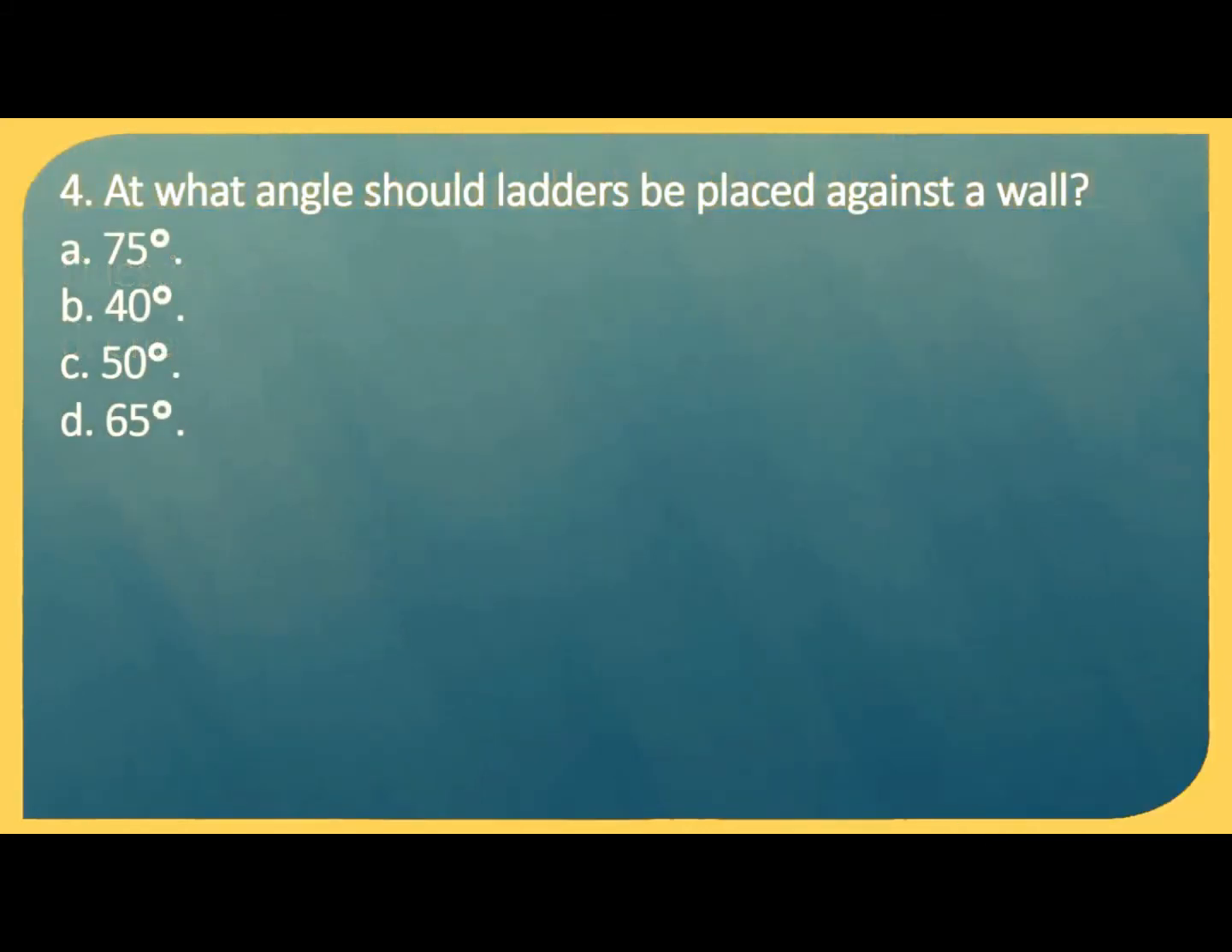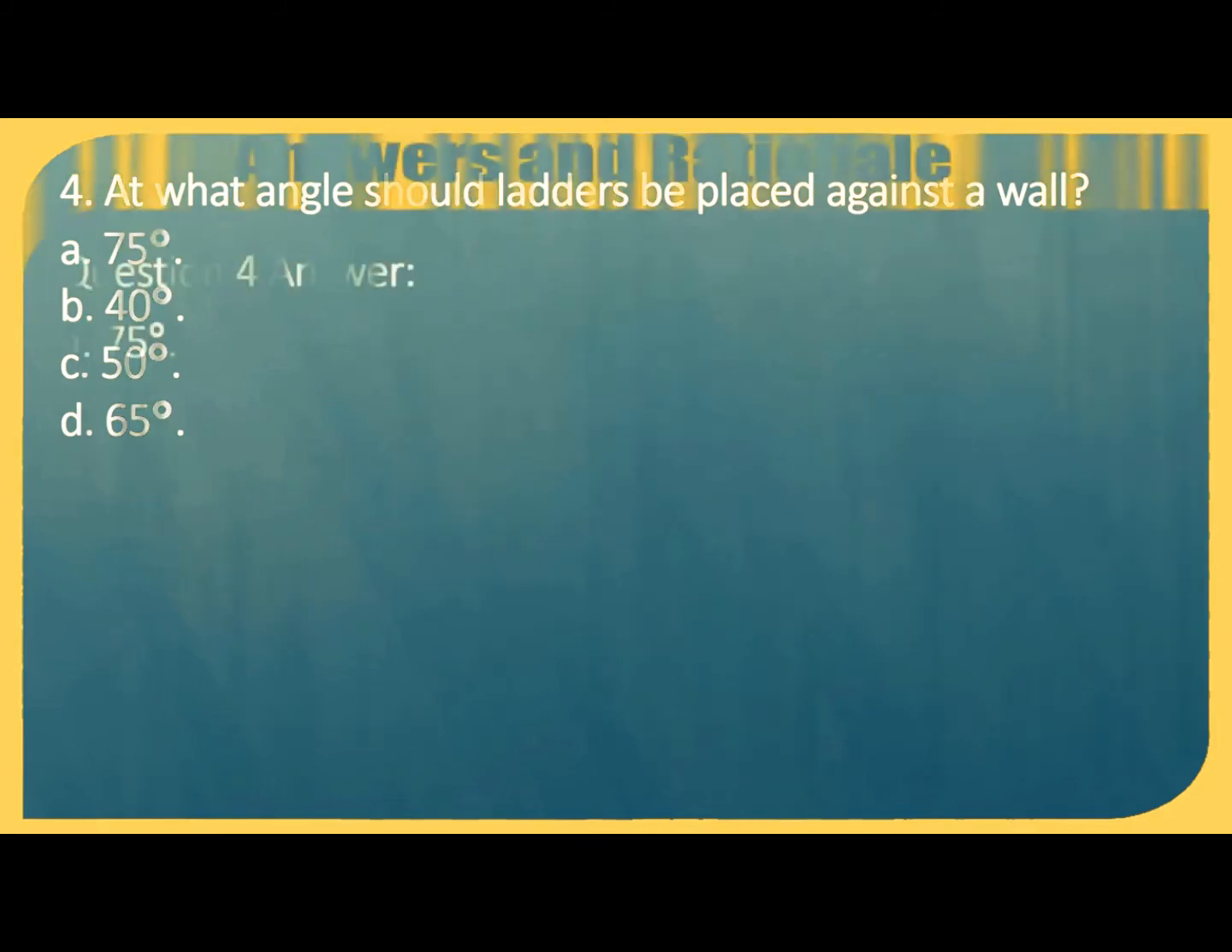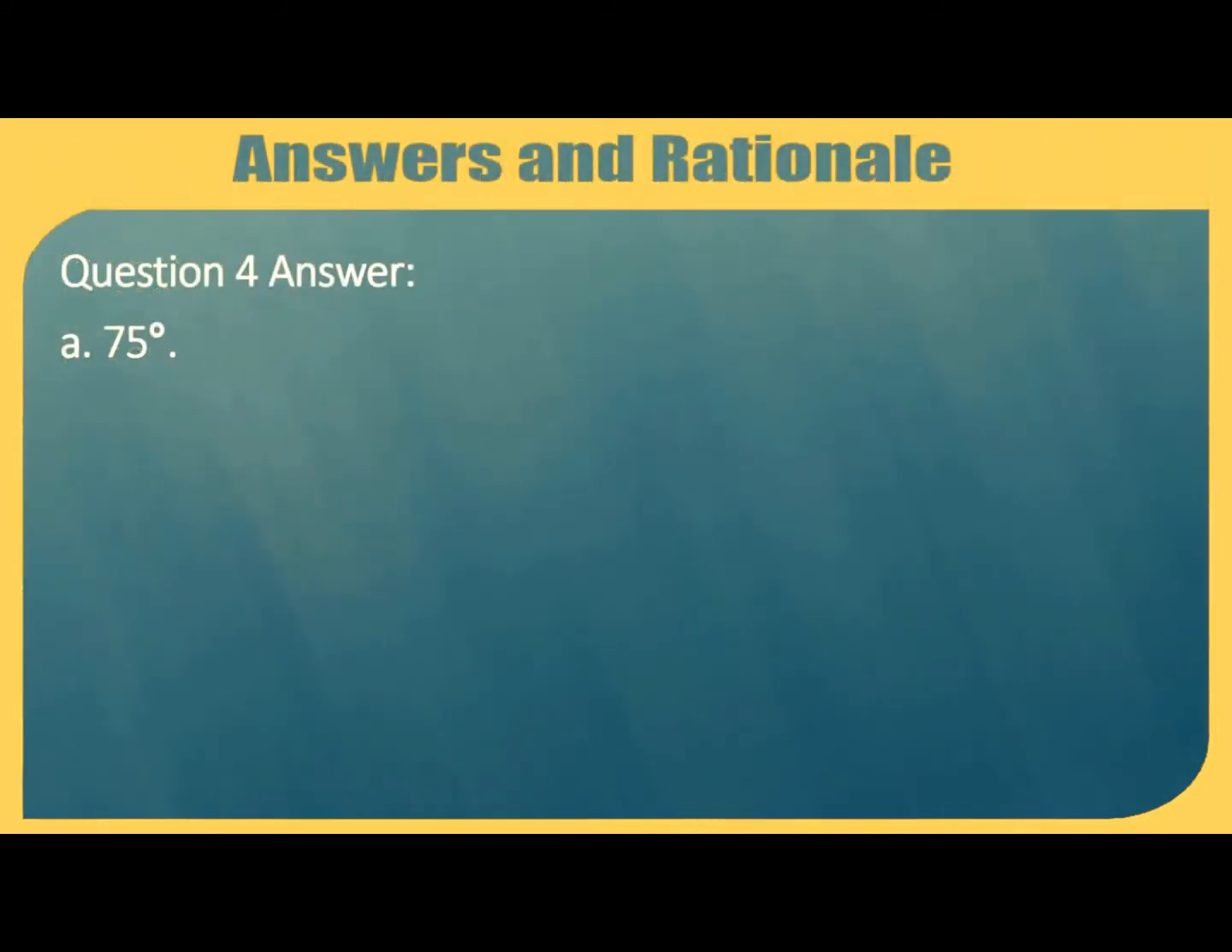Question 4. At what angle should ladders be placed against the wall? A. 75 degrees. B. 40 degrees. C. 50 degrees. D. 65 degrees. Question 4. Answer A. 75 degrees.